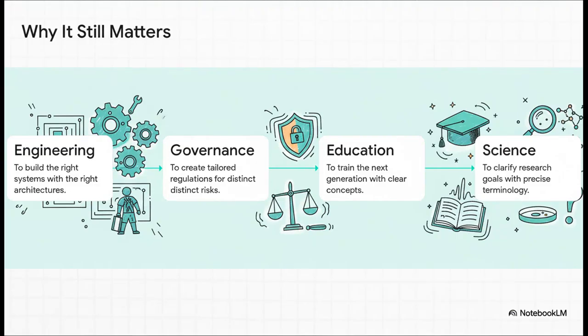Think about it this way. For engineers, you have to know if you're building a predictive system or a creative one to pick the right tools. For government, the rules you need for a model that can generate fake news are totally different from one that just recommends movies. For education, we have to teach the next generation with clear concepts. And for science itself, you can't push the boundaries of knowledge without using precise language.